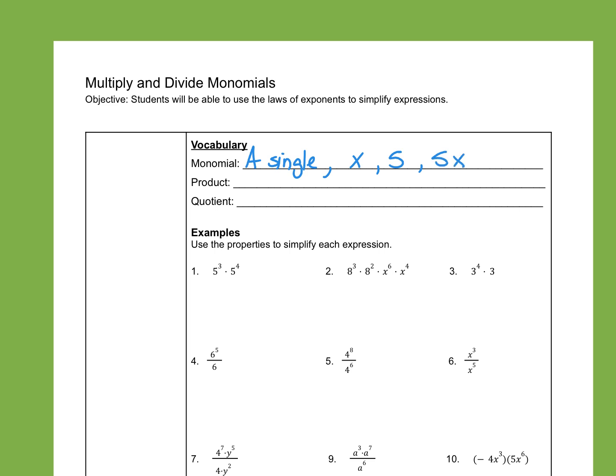And then we're going to be using words like product and quotient. Just remember that product is the answer of a multiplication problem, and quotient means it's the answer of a division problem.